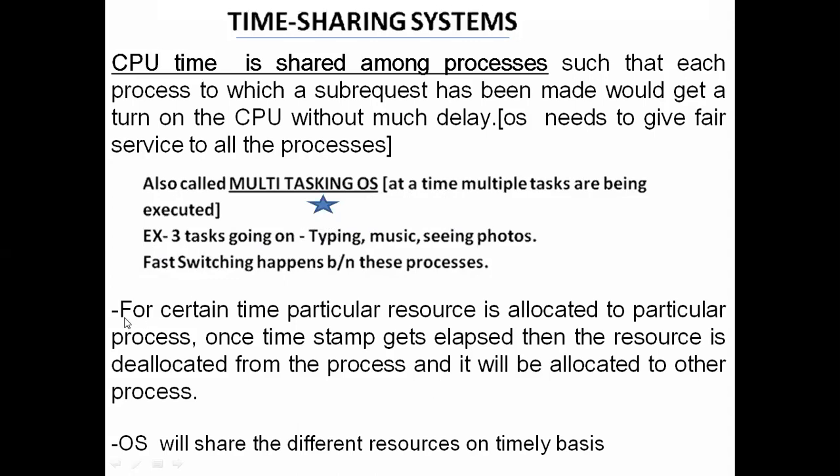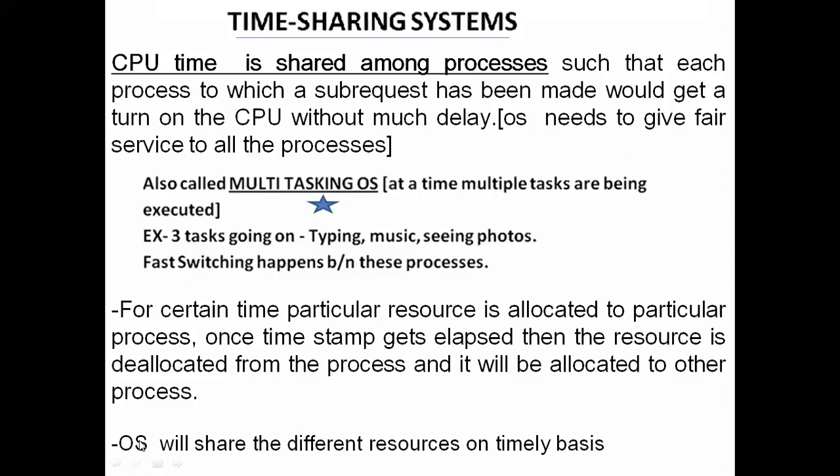And the second point here is, for a certain time a particular resource is allocated to a particular process. Once that particular time slot is over or elapsed, the resource will be deallocated from the process and the same resource will be allocated to another process. So what this statement says is the resource for any process will be allocated only for a particular amount of time, say 2 milliseconds. Once the 2 milliseconds is over, the resources will be taken back from the process, and again the same resource will be given to another process.